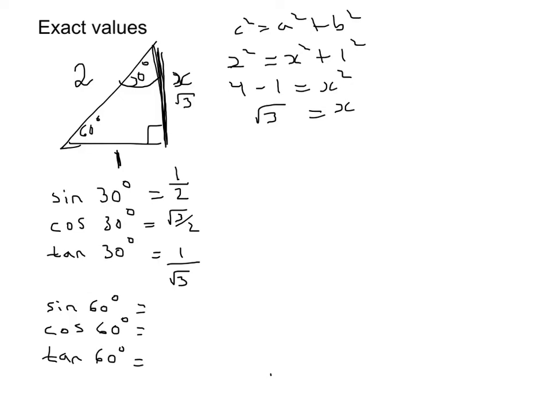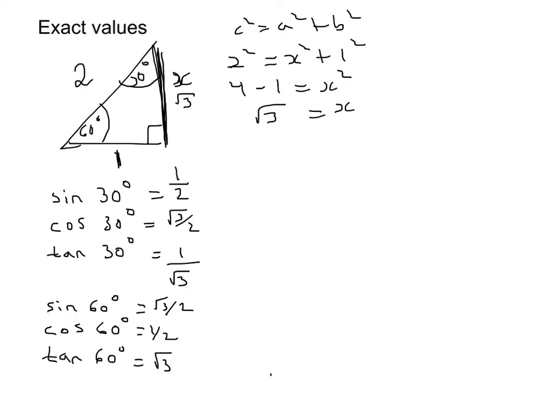Alright, so now we're looking at the angle 60. So sine 60 is opposite over hypotenuse, so that's root 3 on 2. Cos 60, adjacent on hypotenuse, a half. And tan 60, opposite over adjacent, root 3 on 1, which is just root 3. Look at the patterns. Look at sine 30 and cos 60. Alright, see they're complementary angles, so they're the same.